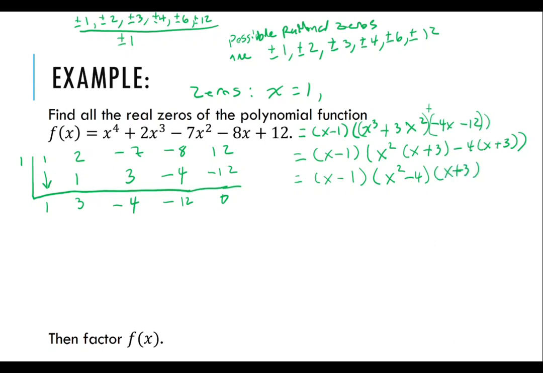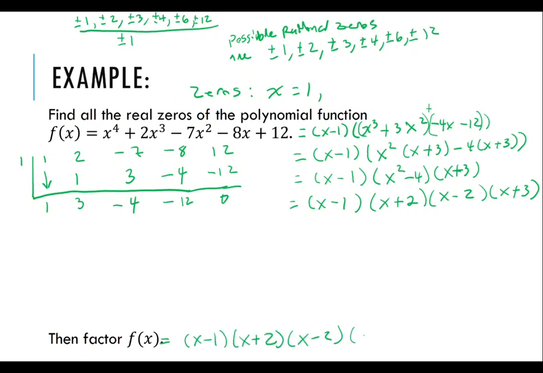I said factored completely and I'm wrong, because this will factor further as x minus 1 times x plus 2 times x minus 2. That's a difference of squares, times x plus 3. Now the beauty of this is that we've found the factored form of f of x. That is x minus 1, x plus 2, x minus 2, and x plus 3. But we've also found all of our zeros.